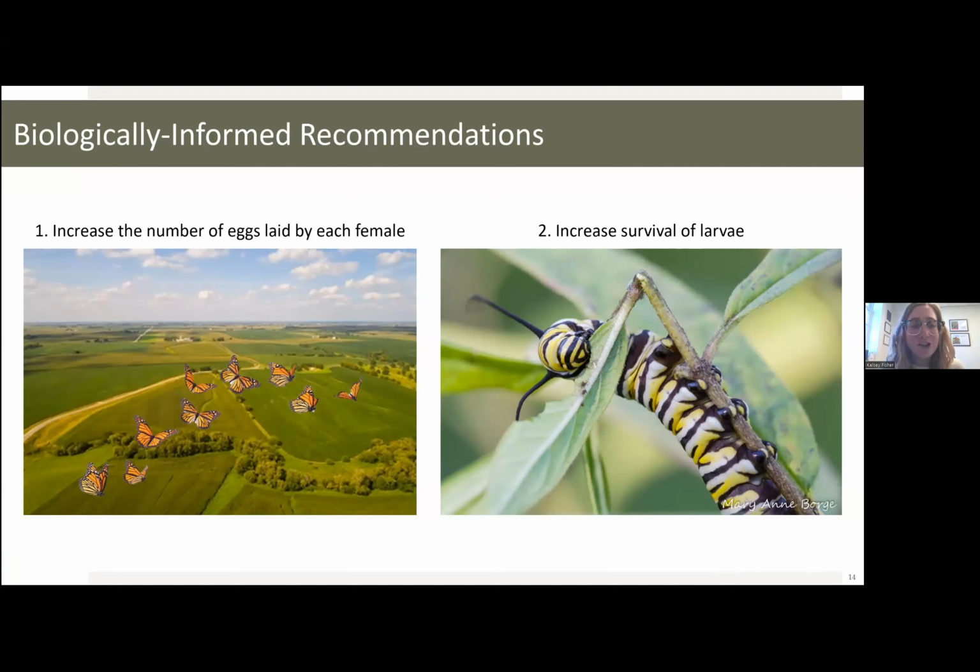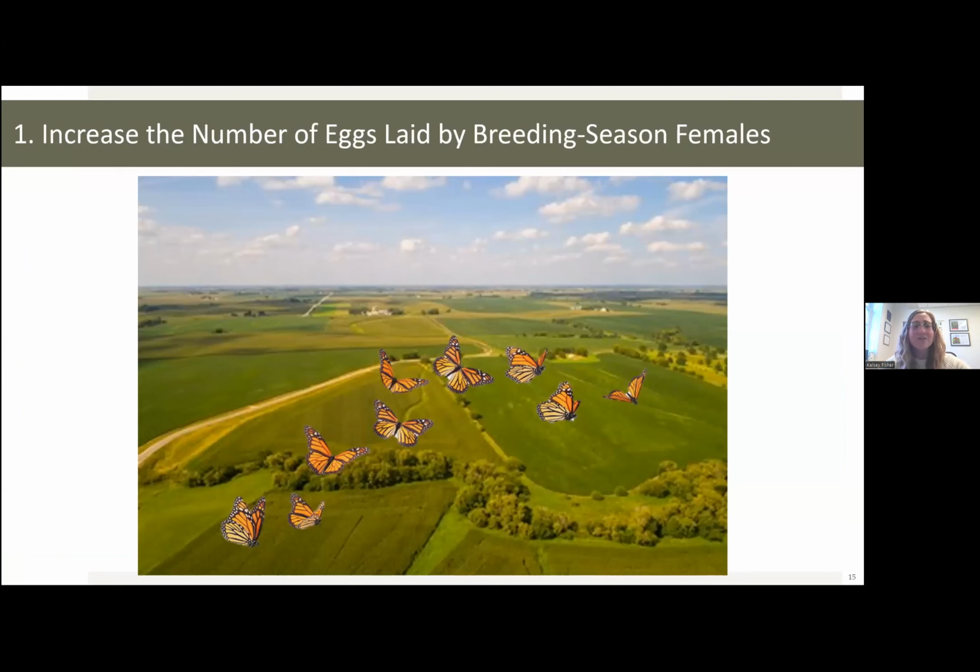So I'm going to go through two examples of research projects that I worked on over the past few years, to identify these biologically informed recommendations. So how can we increase the number of eggs laid by each female, and how can we increase survival? So I'll talk about both of these separately. So first, how can we increase the number of eggs that are laid by breeding season females?